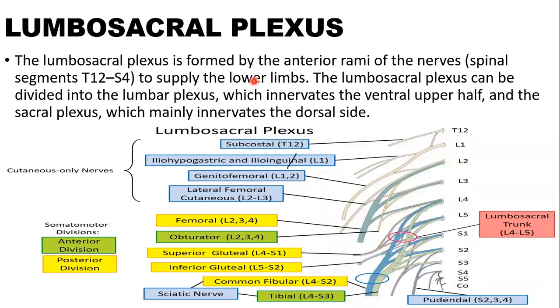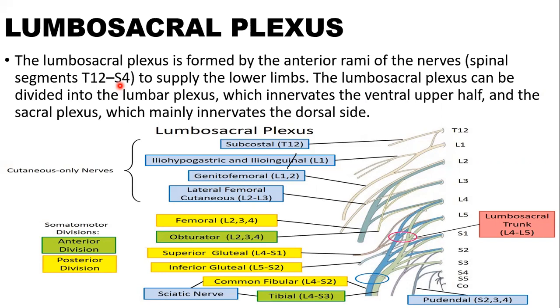So now let me talk about the lumbosacral plexus. The lumbosacral plexus is formed by the anterior rami of the spinal nerve segments from T12 to S4. Basically, the lumbosacral plexus supplies the lower limb. Just by the name itself, it is divided into two parts.